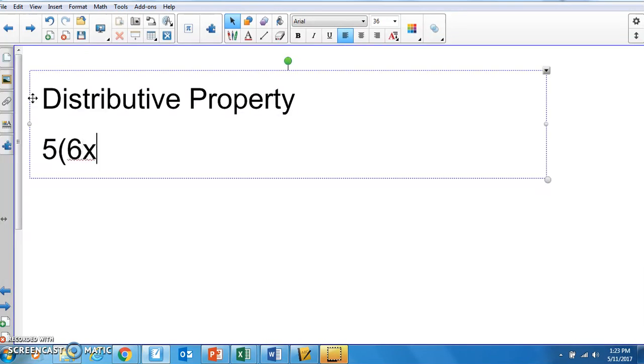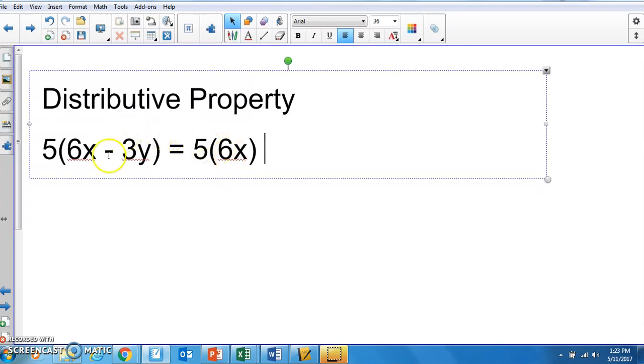5 times 6x minus, let's say, 3y. All right, so we're going to take this 5 right here, and we're going to distribute it by multiplying it with each thing in the parentheses. So what that would then give us would be 5 times 6x, and then 5 times this 3y.